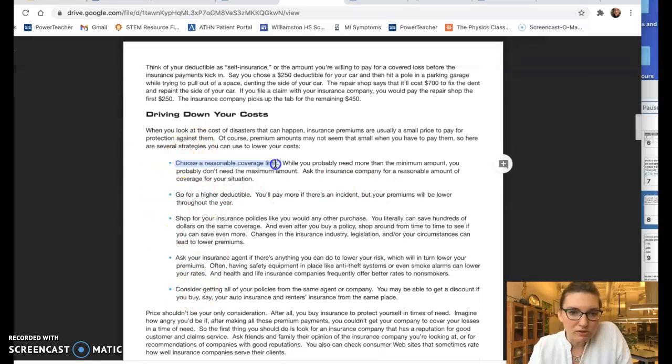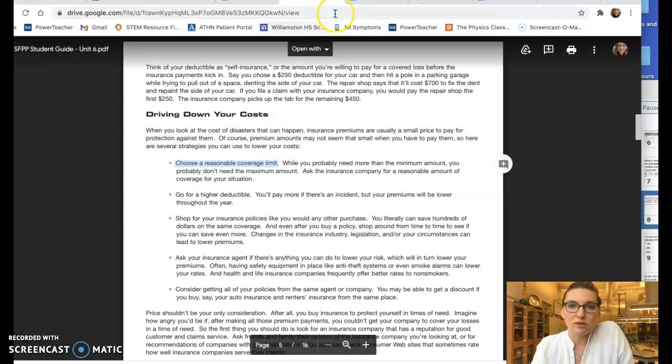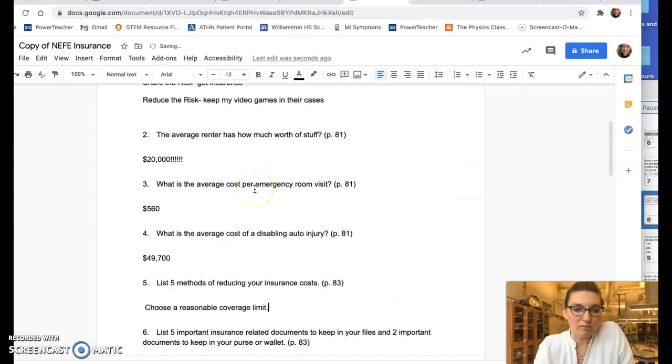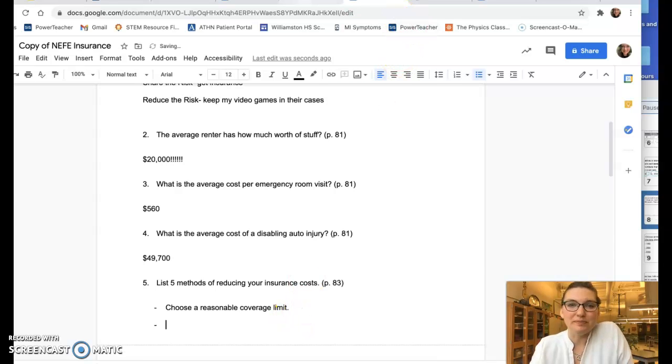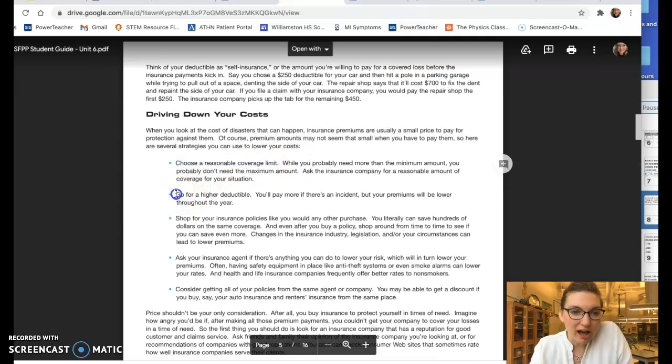So we are going to choose a reasonable coverage limit. So like I don't need to insure my car for $1 million. If you have seen my car, you would know why. But it makes sense to insure it for a bit. Go for a higher deductible.